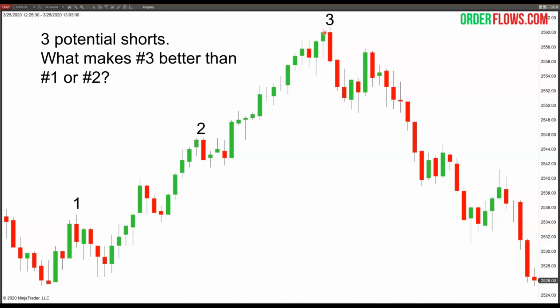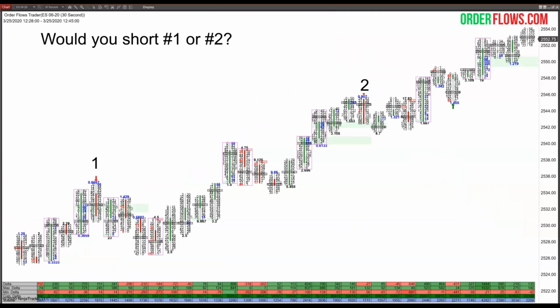But if you're looking at 1, 2, and 3, I know some people that would sell number 1. I know some people that would sell number 2. I know some people that would sell number 3. But if you're looking at the order flow, you wouldn't sell number 1. You wouldn't sell number 2. You would sell number 3. Okay, and how can you determine that? It's because you're going to be looking at the imbalances in the bar. Are there aggressive sellers coming into the market?